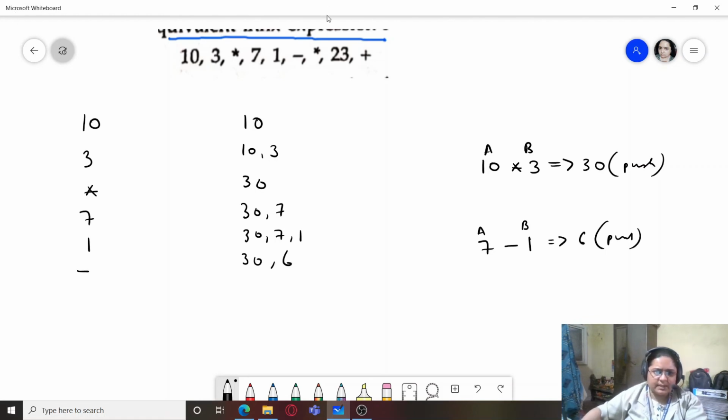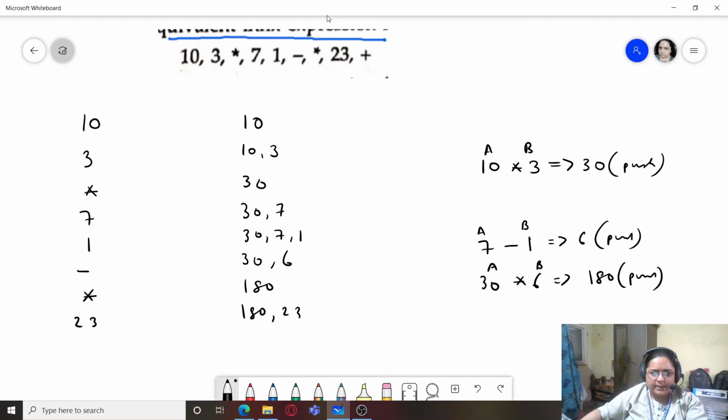So it will be 6, push it to the stack. Then multiplication. Again now pop 30 multiplied by 6, which is B. So it will be 180, push it to the stack. So we have 180 here. And then finally, you have 23. So 180 comma 23. Then we have a plus. So 180 plus 23 should be 203. So this is the answer.